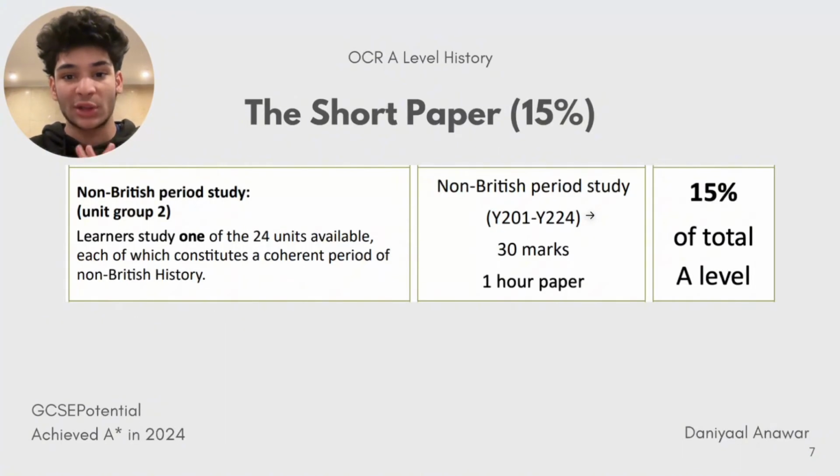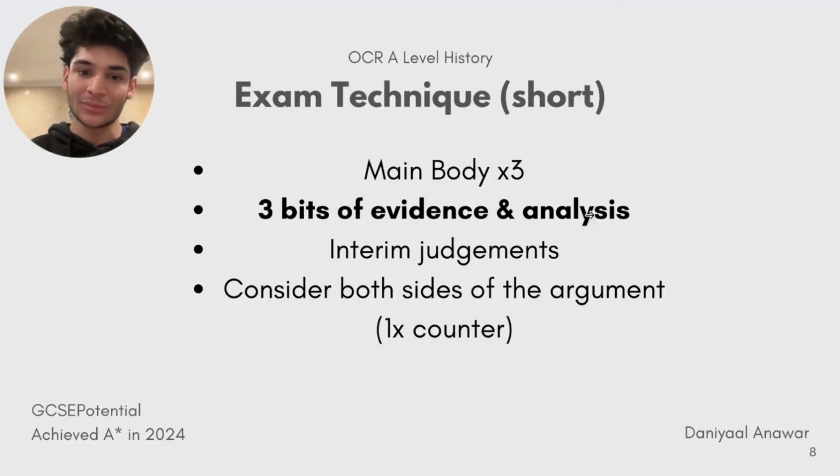Cool. So African kingdoms is 15% of the OCR A-level History A-level. It's 30 marks, so some people think it's not that big of a deal. But what you mustn't forget is that 30 marks is the difference between a B and an A-star, right? So it is important to obviously try your best. I'm sure that if you're watching this video, you're probably a nerd, so it doesn't really matter that I'm saying this anyways. But yeah, 15% of the A-level, only 30 marks, 10 and 20 marker.